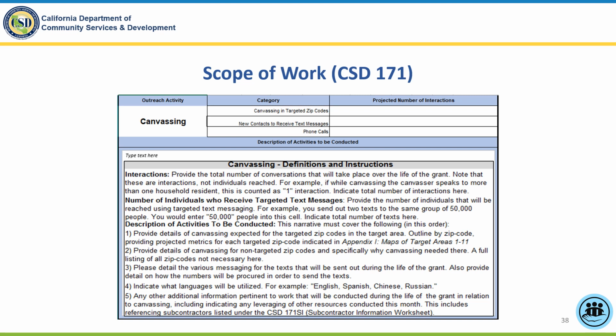Applicants must also document the number of individuals who will receive text messages if they will conduct outreach like this. Please note that this is not the number of text messages sent, but rather the number of individuals that will receive text messages. Applicants must also demonstrate to whom they are sending these text messages and maintain documentation as examples of best practices.